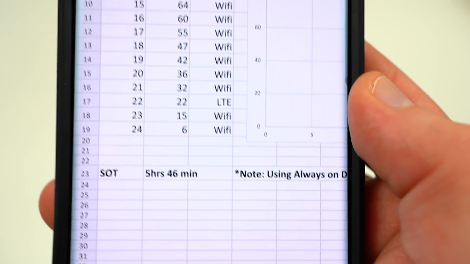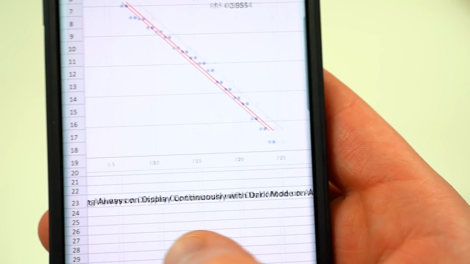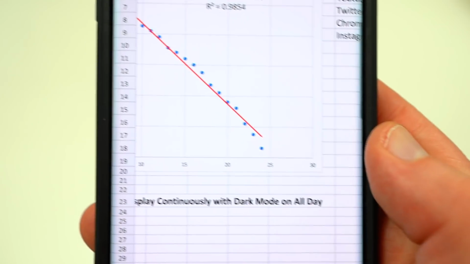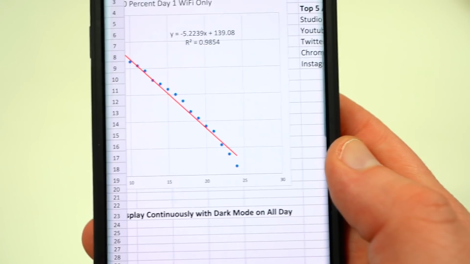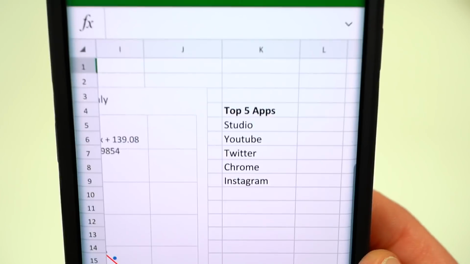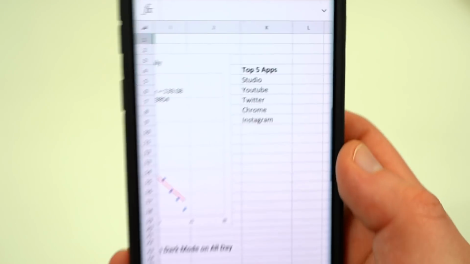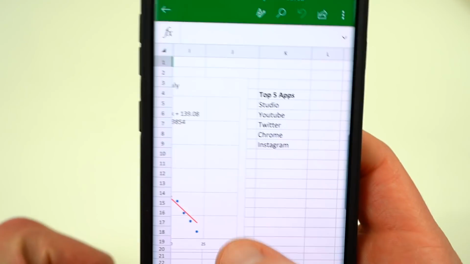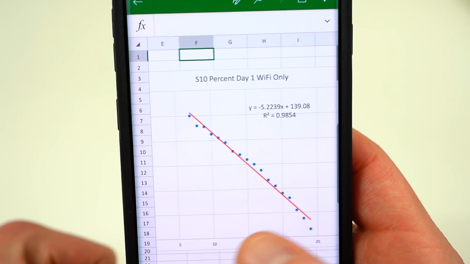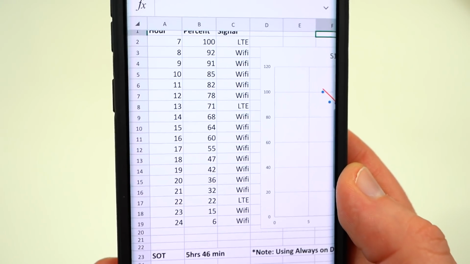Screen on time I logged that day was 5 hours and 46 minutes. I made a little note here. I'm using the always on display continuously with dark mode on or a dark theme being used. And these are my top 5 apps on my typical usage day: YouTube Studio, YouTube, Twitter, Chrome, and Instagram. So this is a day where I didn't watch a lot of videos or play a lot of games. This is more of a typical work day for me. So this is actually pretty decent, I guess, if that's sort of your typical schedule.